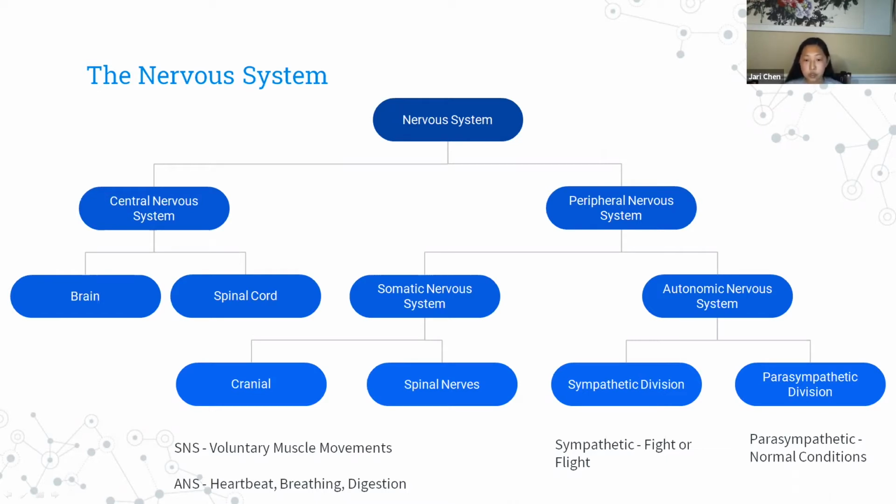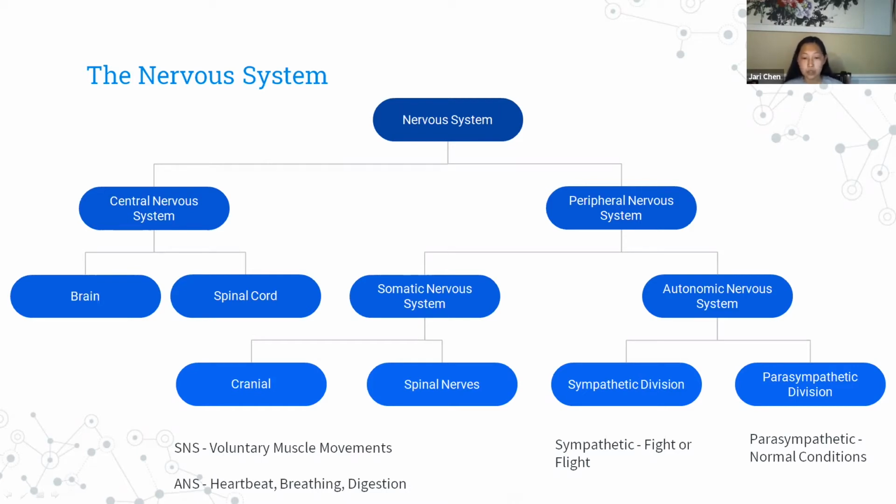So two of the most important branches are the sympathetic division of the nervous system and the parasympathetic division. The parasympathetic division is what your body is operating under during normal circumstances, while the sympathetic division is when your body is preparing for fight or flight. An example of fight or flight is if you were hiking in the woods and you encountered a big bear. Fight or flight is the bodily response to either fight something or run away.